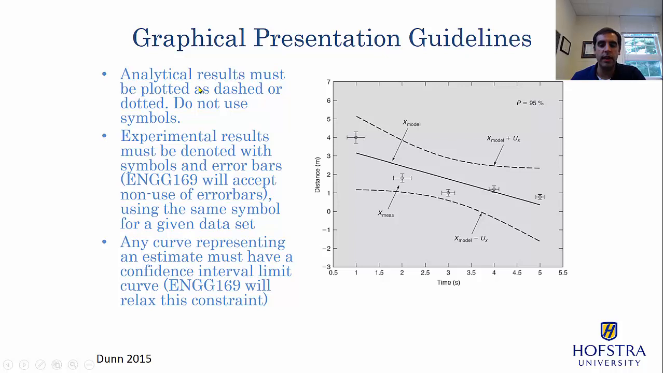Okay, some of the important things here, again, we have distance here, but the units are in parentheses, time, and the units, right? Now here you see the data points are included as individual points, all right? Very, very important here. Analytical results must be plotted as dashed or dotted, and they do not use symbols. So if you're trying to compare your experimental data, right, which are going to be points, to analytical data or theory, let's say, which is this continuous line.